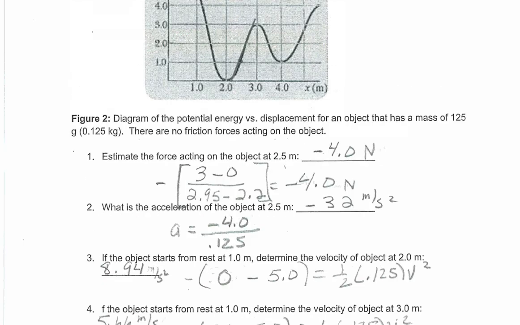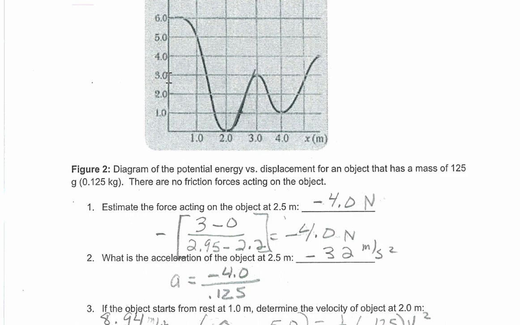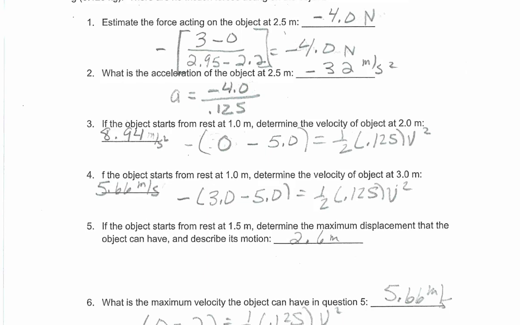Now what if we start from rest at 1 meter and want to calculate the velocity at 3 meters? Well, my final potential energy there is 3 joules. So I'll take 3 minus 5, and that gives me negative 2 joules. But I need to take the negative of that to give me a positive 2 joules. And I set that equal to 1/2 mass times velocity squared, because the negative change in potential energy is going into kinetic energy. That gives me 5.66 meters per second.